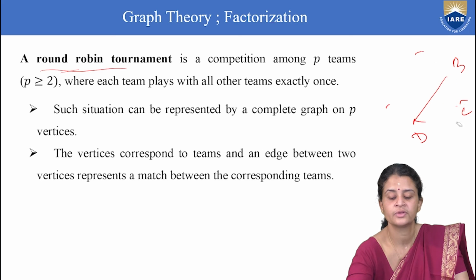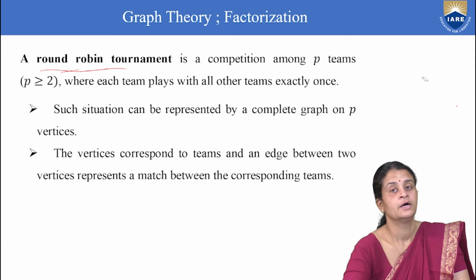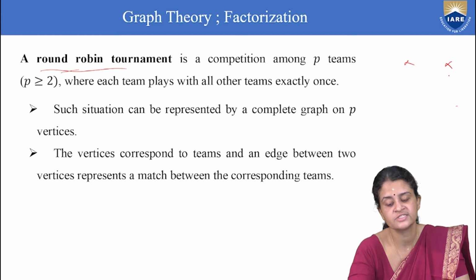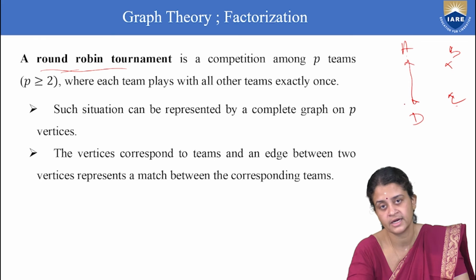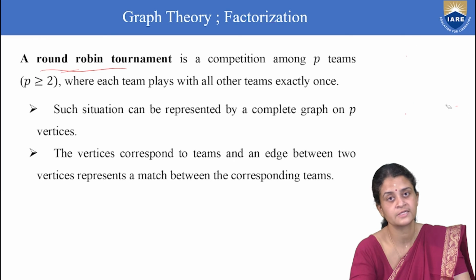In this situation, if there are 10 teams, we will get a complete graph on 10 vertices. The vertices correspond to teams, and the edge between two vertices represents a match between the corresponding teams. If I have 4 teams A, B, C, D, the edge AD represents a match between A and D, and also D and A. Here we are not going for any directed lines, but just simply putting the lines.